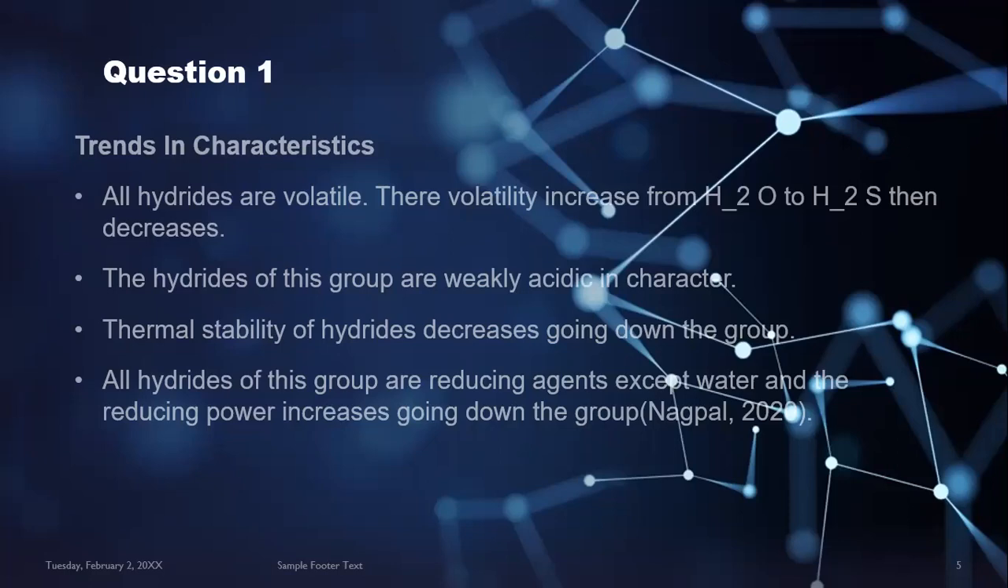Thermal stability of hydride decreases from water to hydrogen telluride. So as you go from the top of the group to the bottom of the group, water to hydrogen telluride, the thermal stability of hydride decreases.